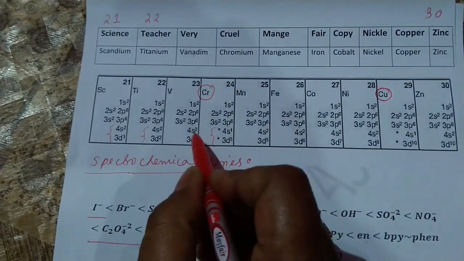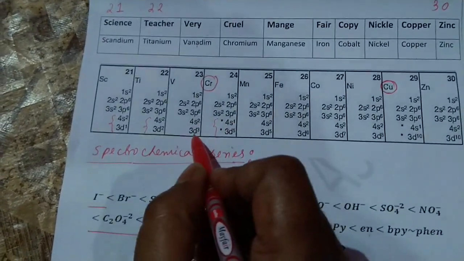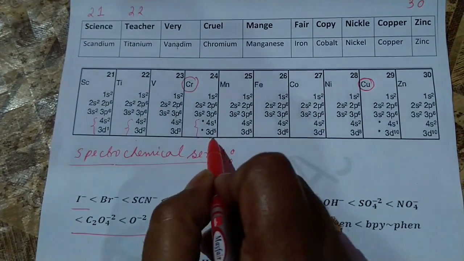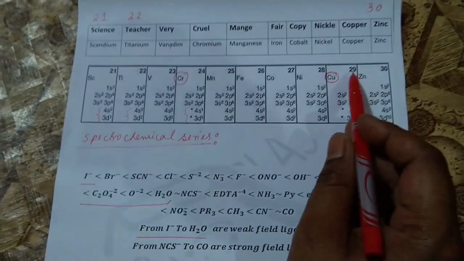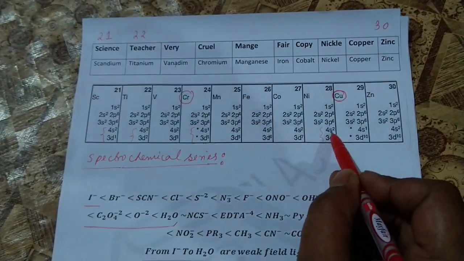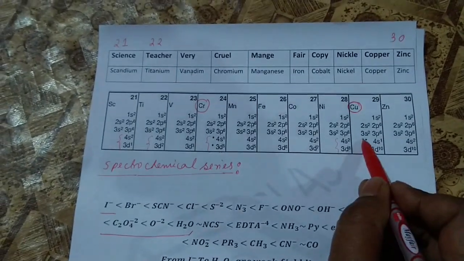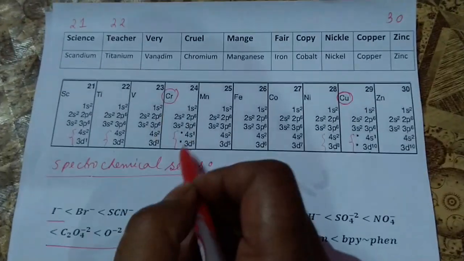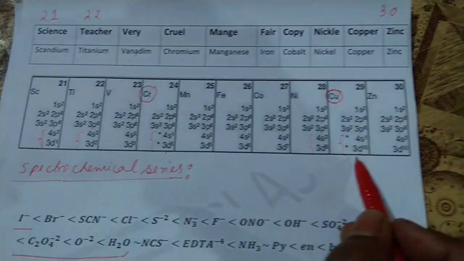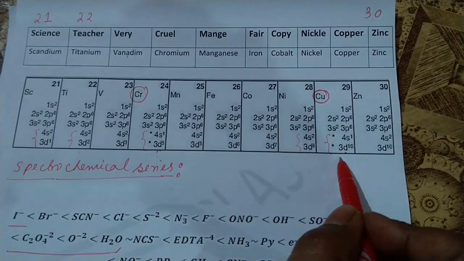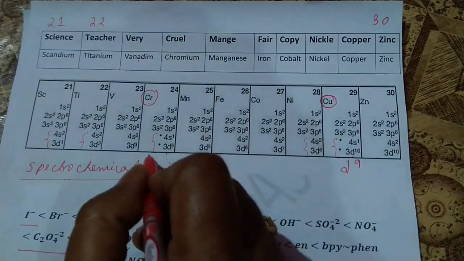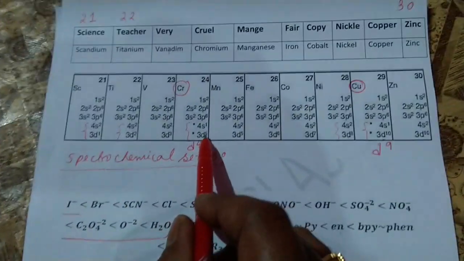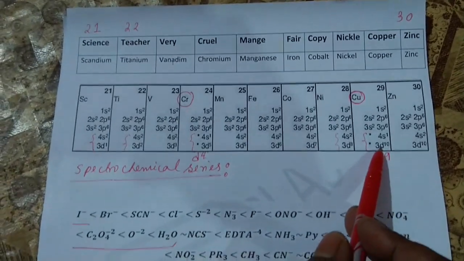Chromium is not as we expect. It should be 4s2 and 3d4, but it is 4s1 and 3d5, because 3d5 is the stable configuration. Likewise copper: we expect 4s2 and 3d9, but it is actually 4s1 and 3d10, because d4 and d9 are very unstable configurations, so they do not exist, right? The nearest configurations, 3d5 and 3d10, are the most stable.